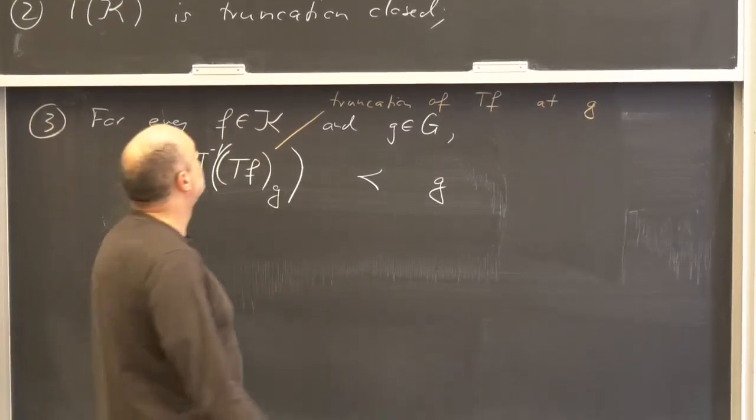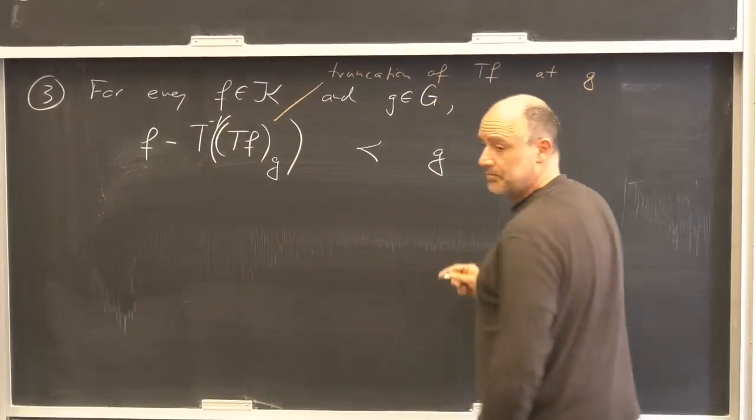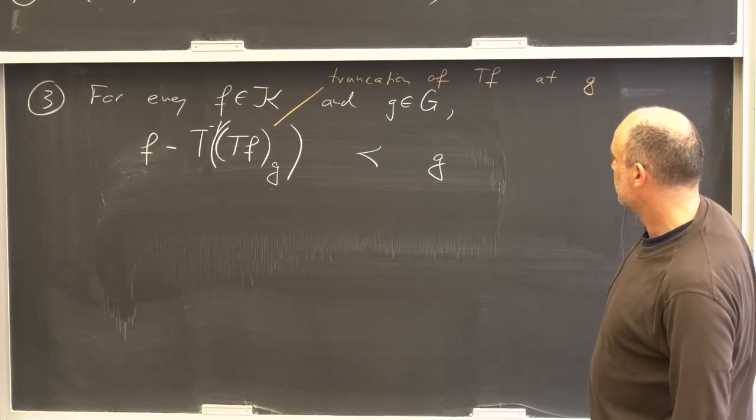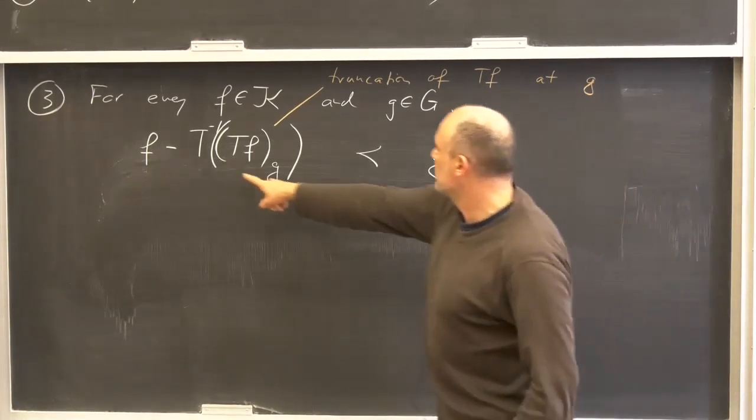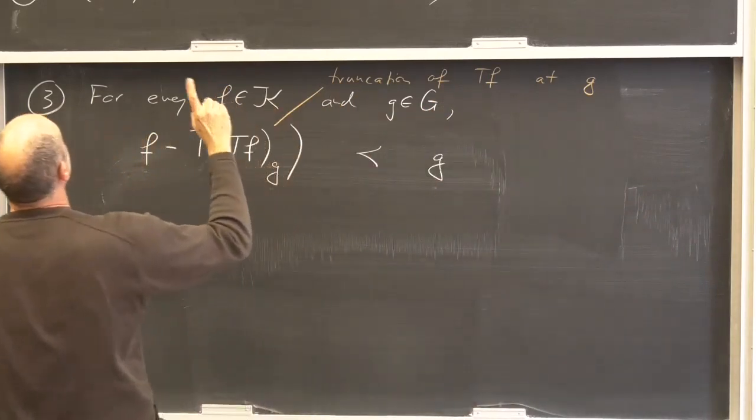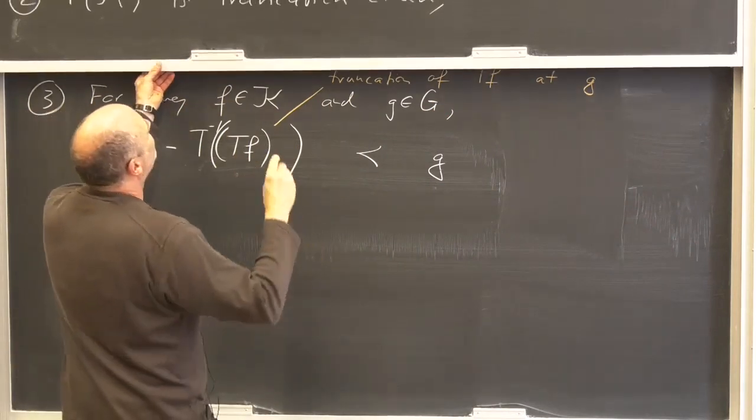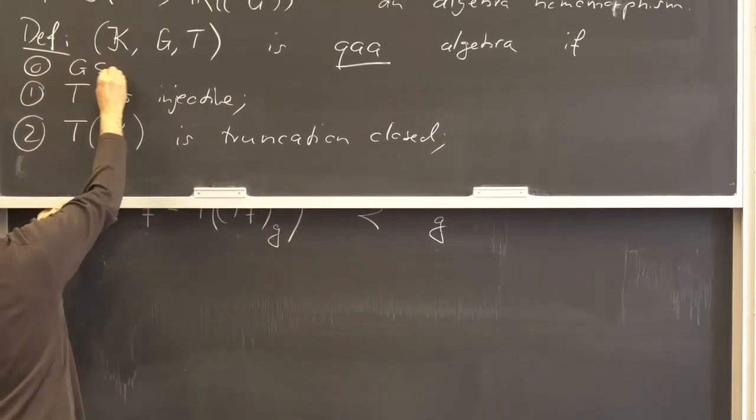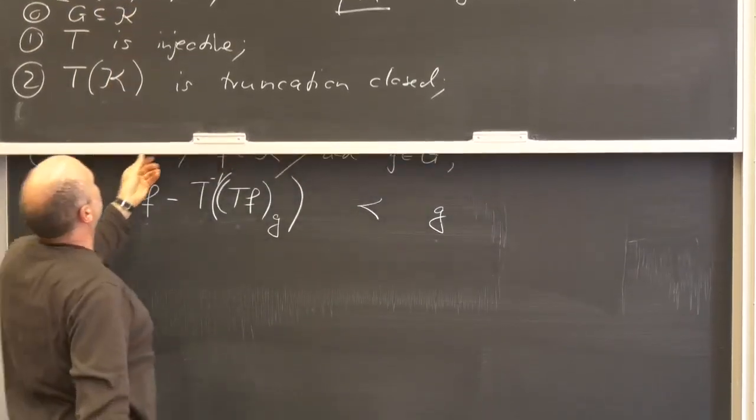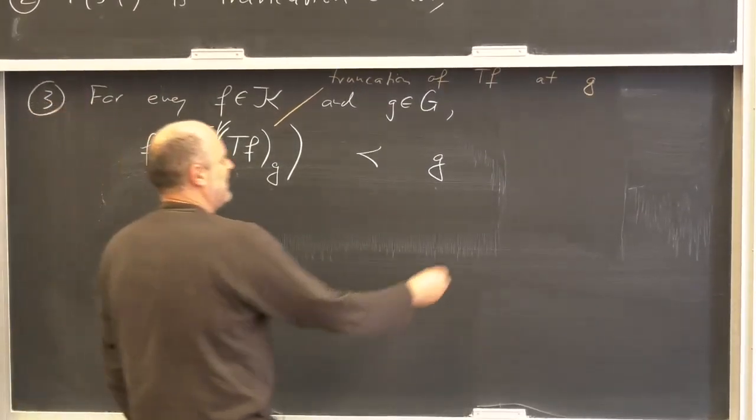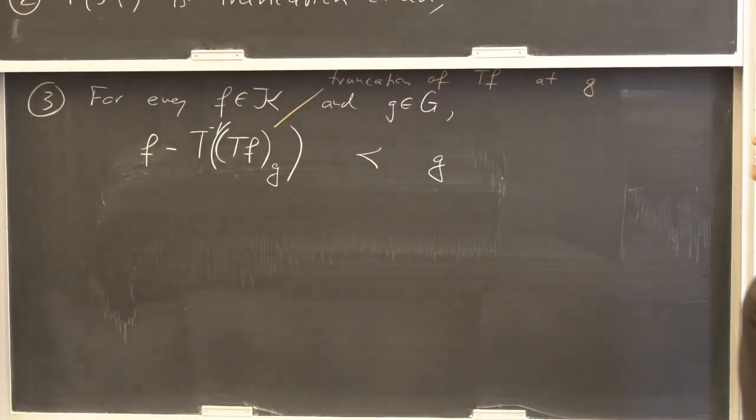No, you have to take T again, because F is not in K. Yes, exactly. Oh, I do have to say one thing: G should be in K. I keep forgetting to say that. Yes, the monomial should be there.